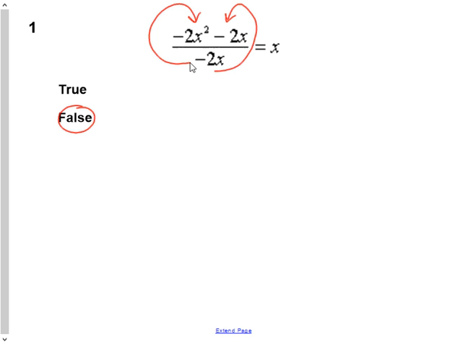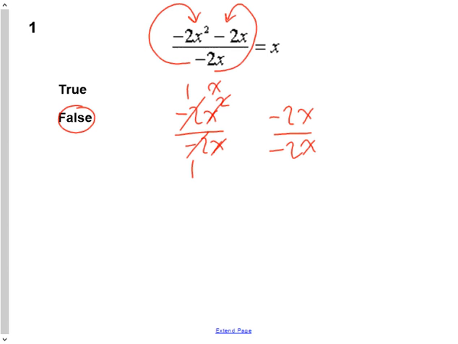So, if you are not overly strong, what you want to make sure you do is write it out as individual division questions. So a negative 2x squared divided by negative 2x, and a negative 2x divided by negative 2x. So here, negative 2 divided by negative 2 is going to be 1 over 1. X squared divided by x is going to be x over 1. 1 times x is x. 1 times 1 is 1. X over 1 is simply x, and that's what that becomes. So negative 2x squared divided by negative 2x is simply x.